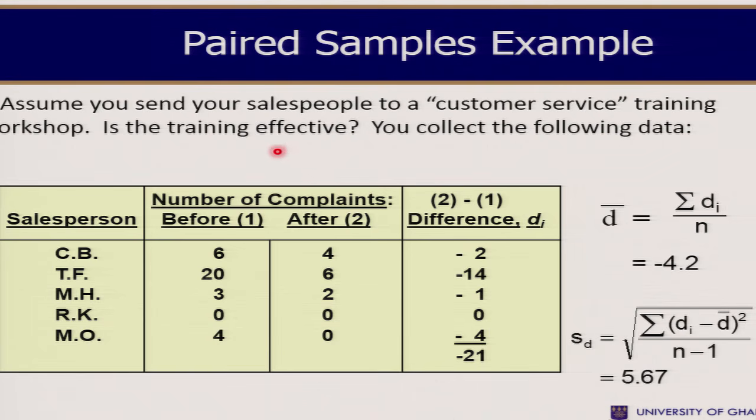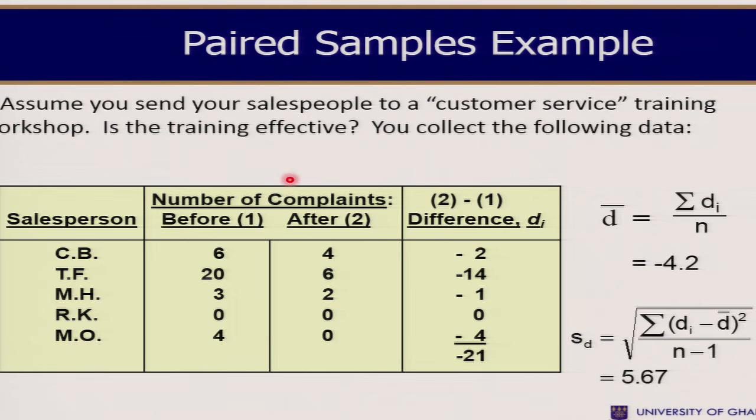Let's take an example. Assume that you send your salespeople to a customer service training workshop, and we want to find out whether the training has been effective. Therefore we collect the following data on 5 salespersons. We registered the number of complaints before they attended the training: CB recorded 6 complaints, TF recorded 20, MH recorded 3, RK had no complaints, and MO had 4 complaints.